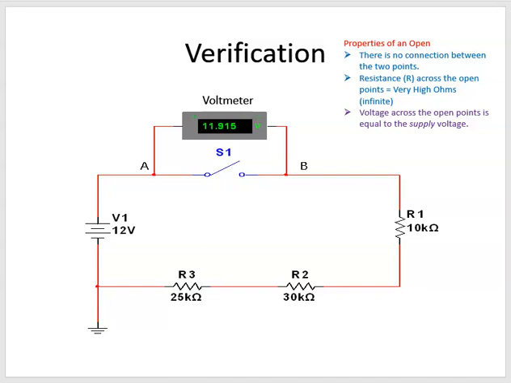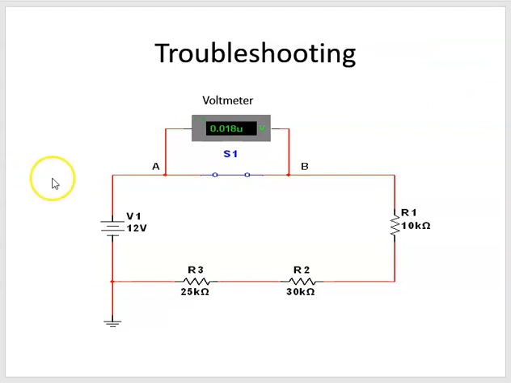What voltage can we expect across the switch if it's closed? Well, according to Ohm's law, if it's closed, the resistance will be 0, so we should expect 0 volts. Putting our voltmeter across the switch, you see, using Multisim, we're measuring 0 volts, that's 0.018 microvolts, which you must interpret as 0 volts.